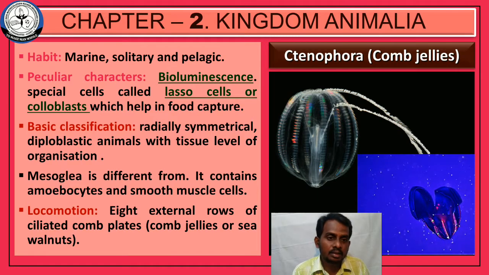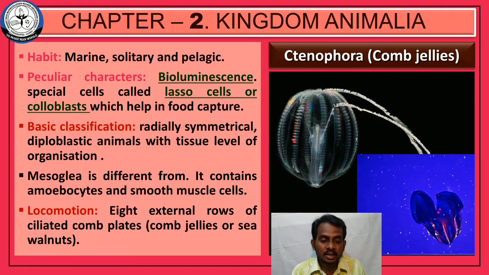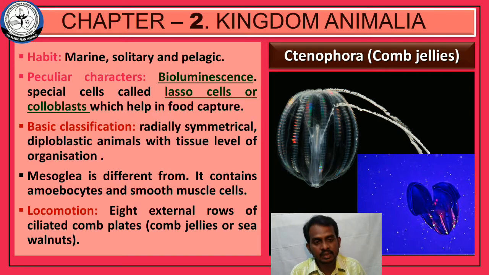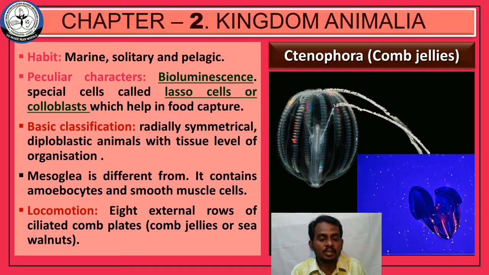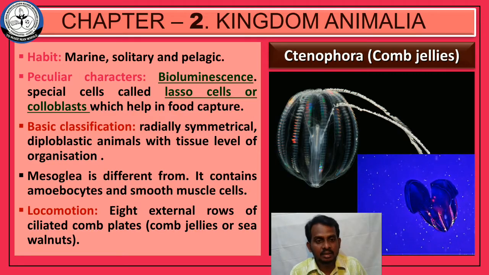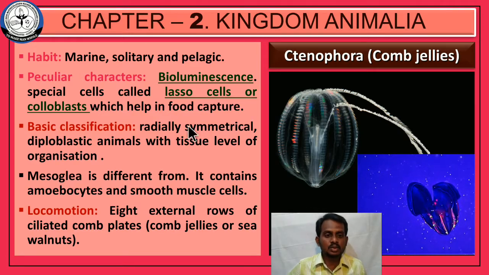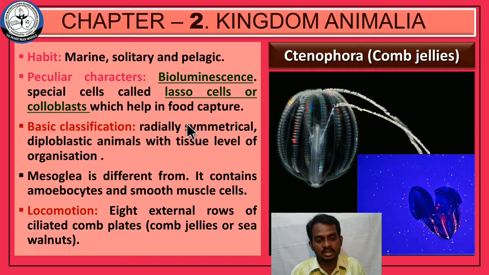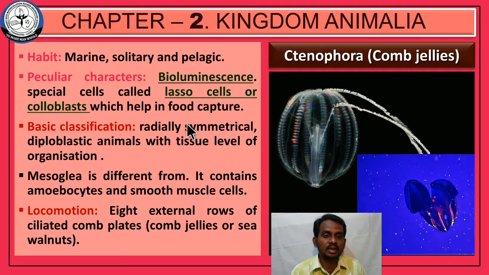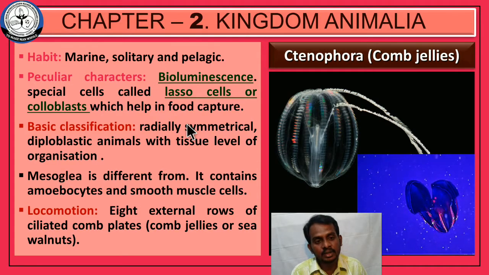And next, the peculiar character of cnidarian is cnidoblast or stinging cells. This is a peculiar character, and one more cavity is there. The name of the cavity is gastrovascular cavity. And this gastrovascular cavity is responsible for digestion as well as excretion. Okay, these are the two important points you have to understand in phylum Porifera and phylum Cnidaria.